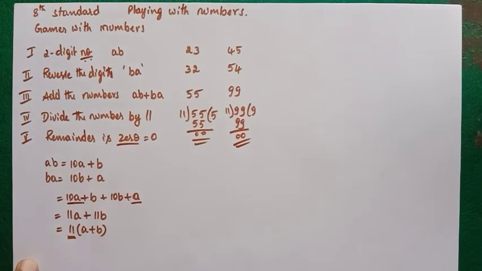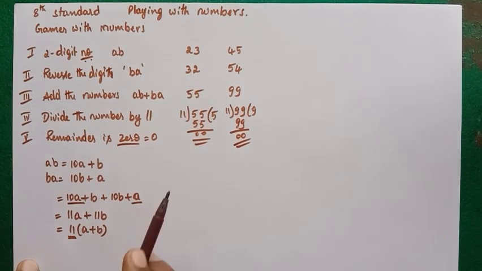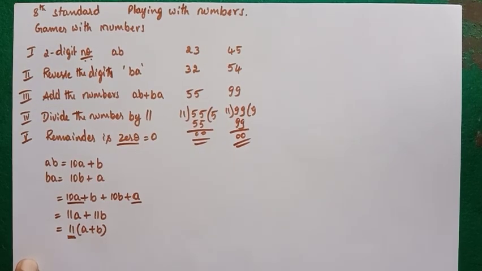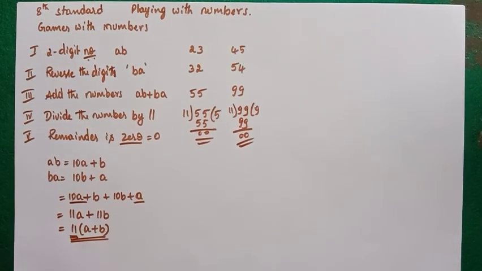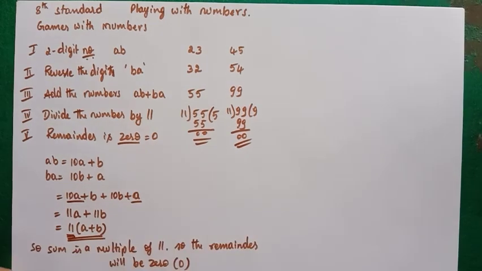So you will never get a remainder other than 0. So you can state it like that: you will be getting 0 as the remainder, and you will not get any other number. This completes the proof of this problem. So the sum is a multiple of 11, so the remainder will be 0.